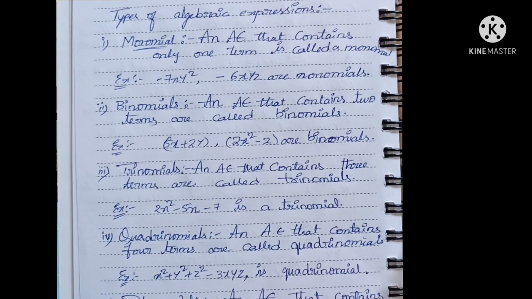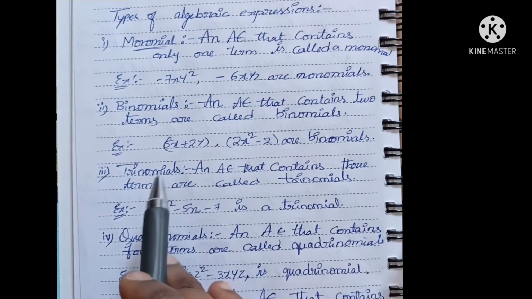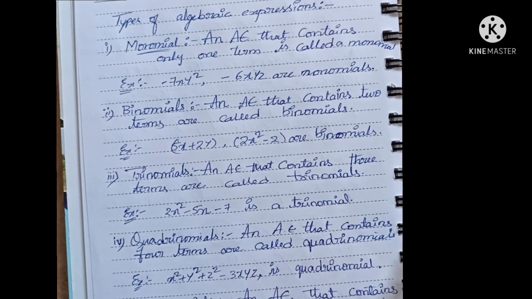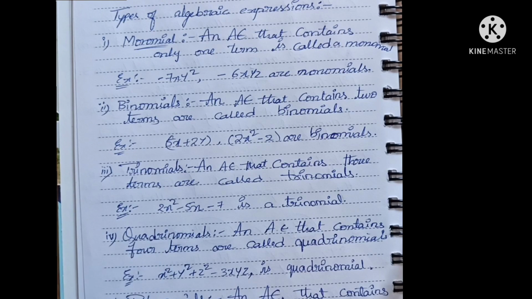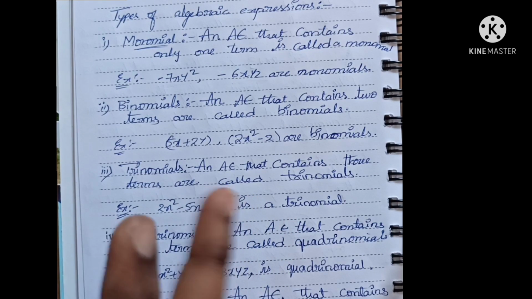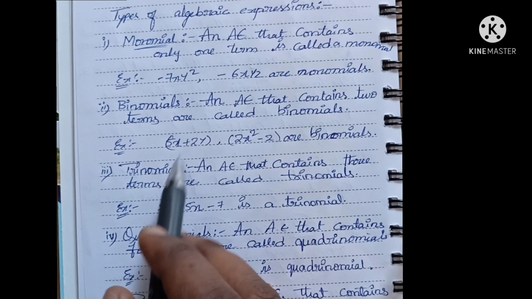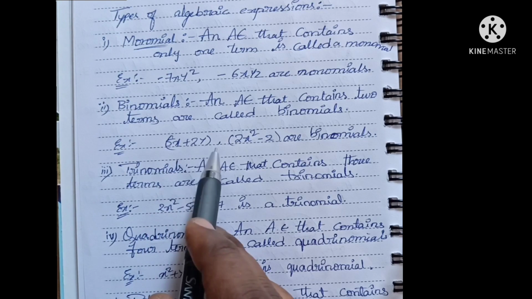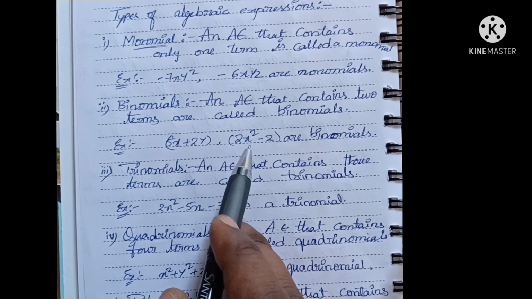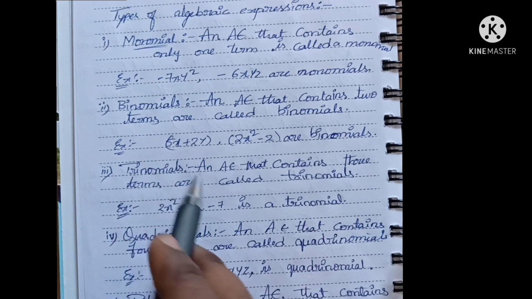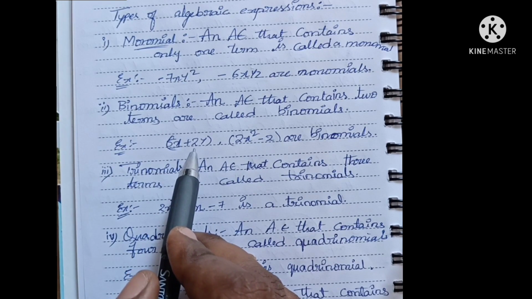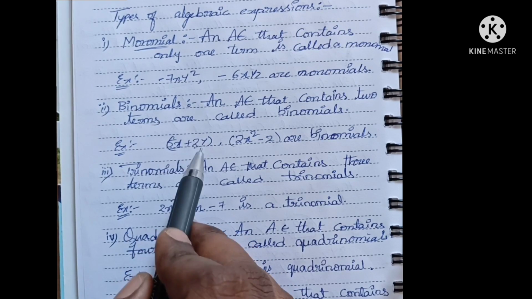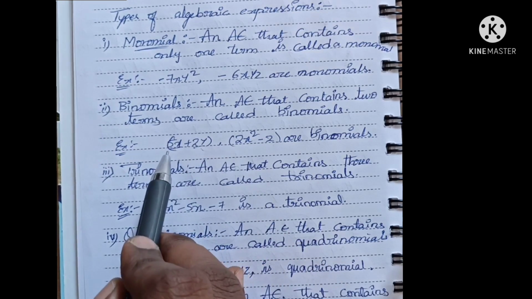Binomial. If we have only one term, we call it a monomial. Bi means two. The name itself expresses that bi means two. If we have two terms, we call it a binomial. That means if two terms are there, those two are added or subtracted by the symbol plus or minus. Let us see an example. 5x plus 2y, 2x square minus 2. These two are examples of a binomial. 5x is one term, 2y is another term. So these are the two terms in this expression.